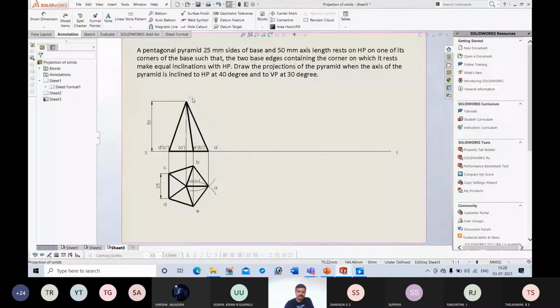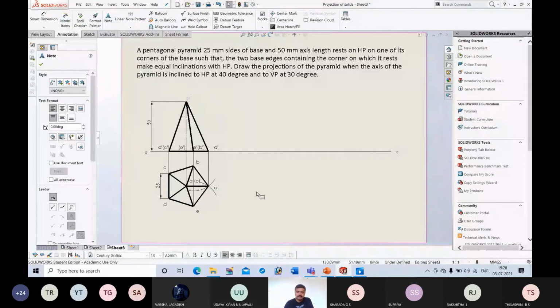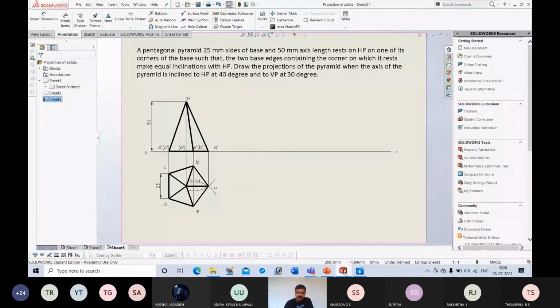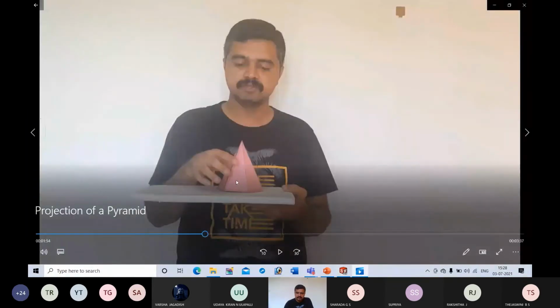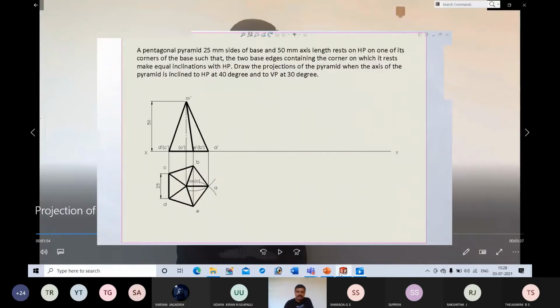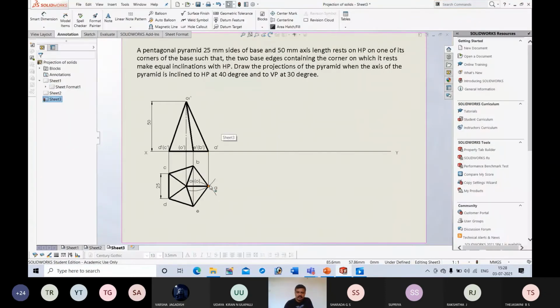Okay, so this is the first step. Initially I will keep the given solid, the pyramid, with its base completely on HP, and I will take its top and front view. First I will draw the top view, then the front view. Next, the given condition is that it is resting on only one corner. So I am going to satisfy the first condition.